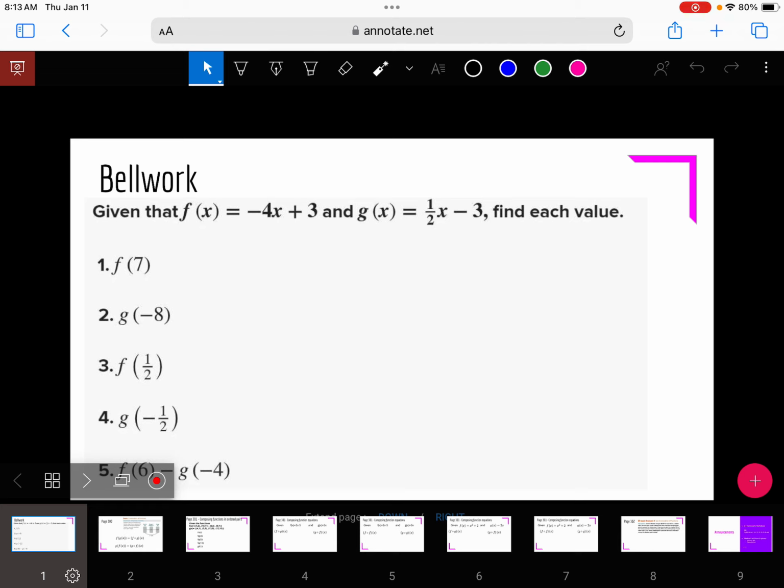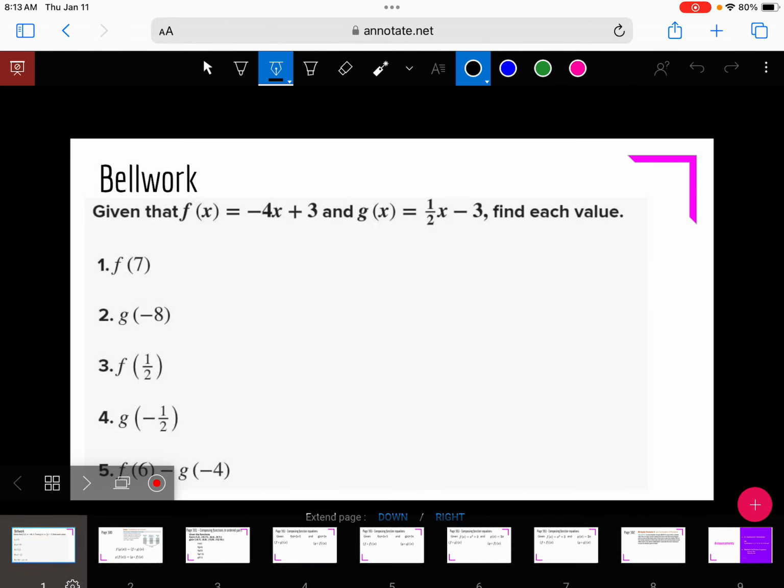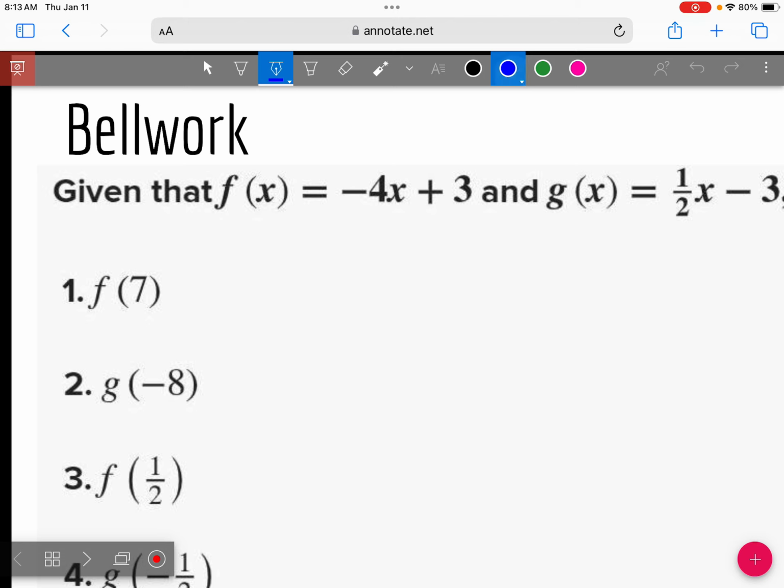All right, so we're looking at these two function rules up here. What we're asked to do first is find f of 7. How do we do f of 7? Substitute 7 in for x. Absolutely right. So I'm going to take my f function. It's negative 4x plus 3, and we're going to substitute this 7 in place of the x. And so we're going to simplify this.